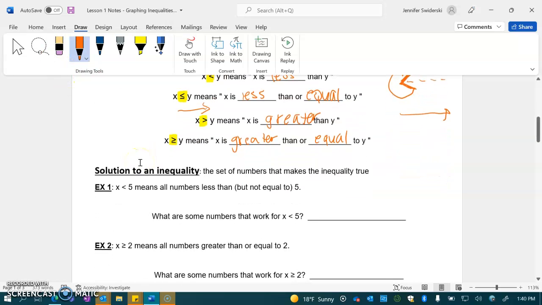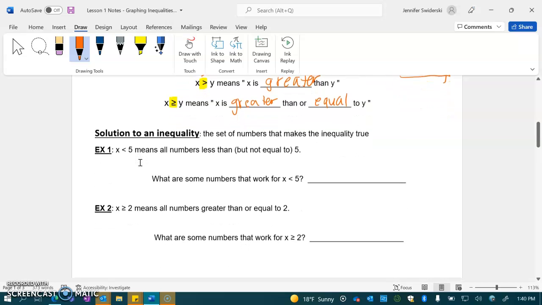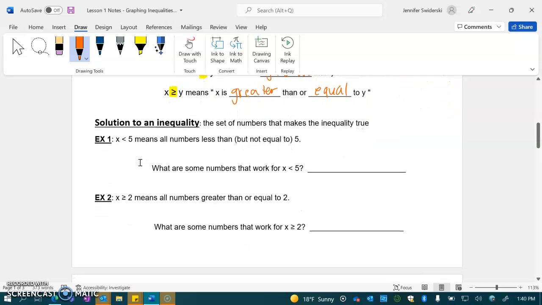So, solution to an inequality. What we're going to be talking about is finding solutions to inequalities. It's the set of numbers that makes the inequality true. So example 1 says x is less than 5, which means all numbers less than but not equal to 5 would make the statement true. So what are some numbers that would work for x is less than 5? Well, I know 4 would work because 4 is less than 5. 2 would work, 0, negative 100, because those numbers are all less than 5. So they're all solutions to this inequality.